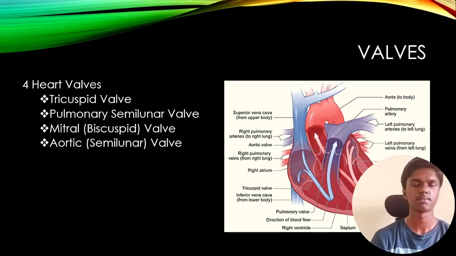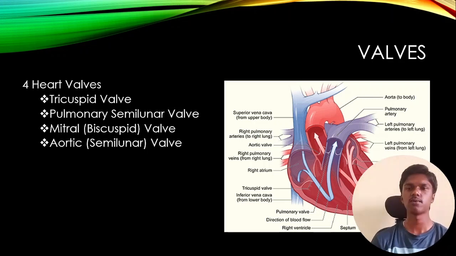So what is the tricuspid valve? The tricuspid valve is the valve through which the deoxygenated blood from the right atrium is transferred to the right ventricle. The pulmonary or semilunar valve is the valve through which the deoxygenated blood is transferred from the right ventricle out of the heart and into the lungs.